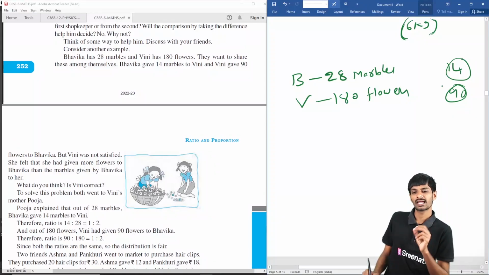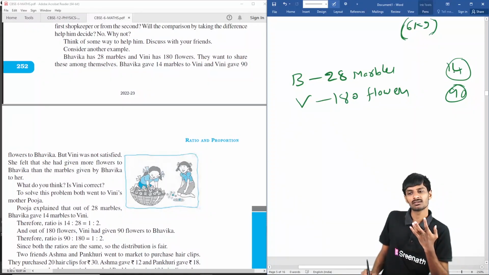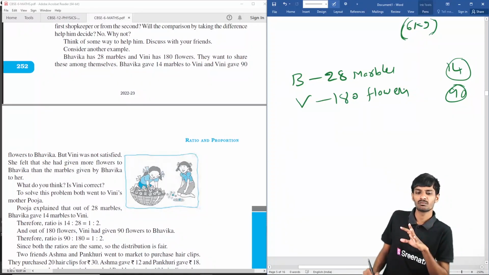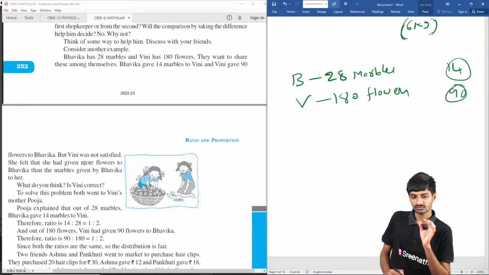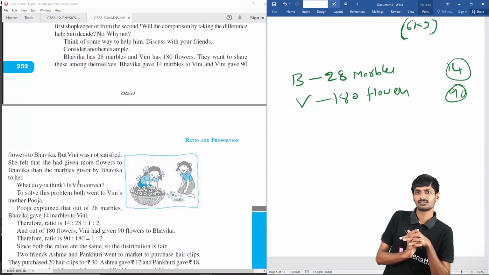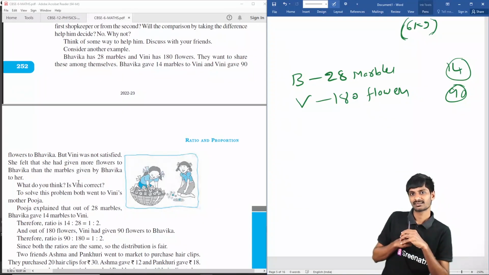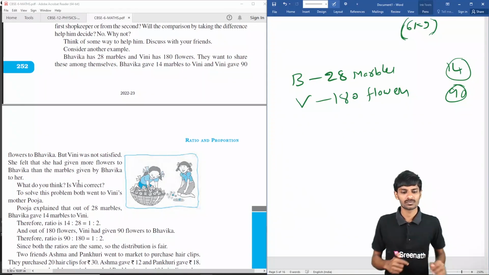14 marbles and 90 flowers. But after some time Vinny gave... so this is not good, this is not right, I am not satisfied. Why? Because I have given 90 flowers but we have given just 14, so it is not good. Then, which of them is correct? Try to find it. And now I will explain both.